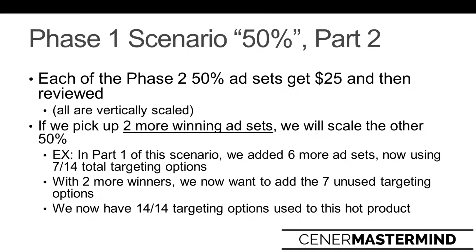Okay. So in part 1 of this scenario, we added 6 ad sets. So we were using 7 out of our 14. Once we find 2 more winning ad sets, we now want to go all in. We want to add the 7 unused targeting options, bringing us to, we now have 14 out of the 14 targeting options used for this hot product. Okay.